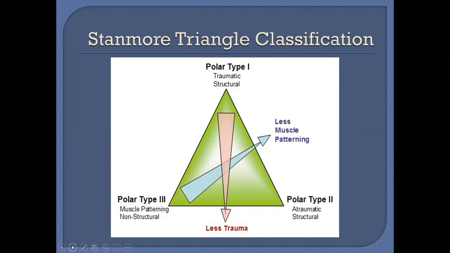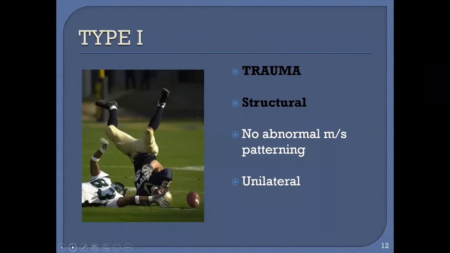Patients can move between these patterns. For example, a type 3 who recurrently dislocates over a number of years may start to get some structural problems. Likewise, a type 1 who has had an injury and has some sort of structural deficit may then start to develop abnormal muscle patterning on top of this. So they can be combinations, but this is the best way we use in clinical practice to classify them. I'll go into these in more detail and also give you some clinical examples.